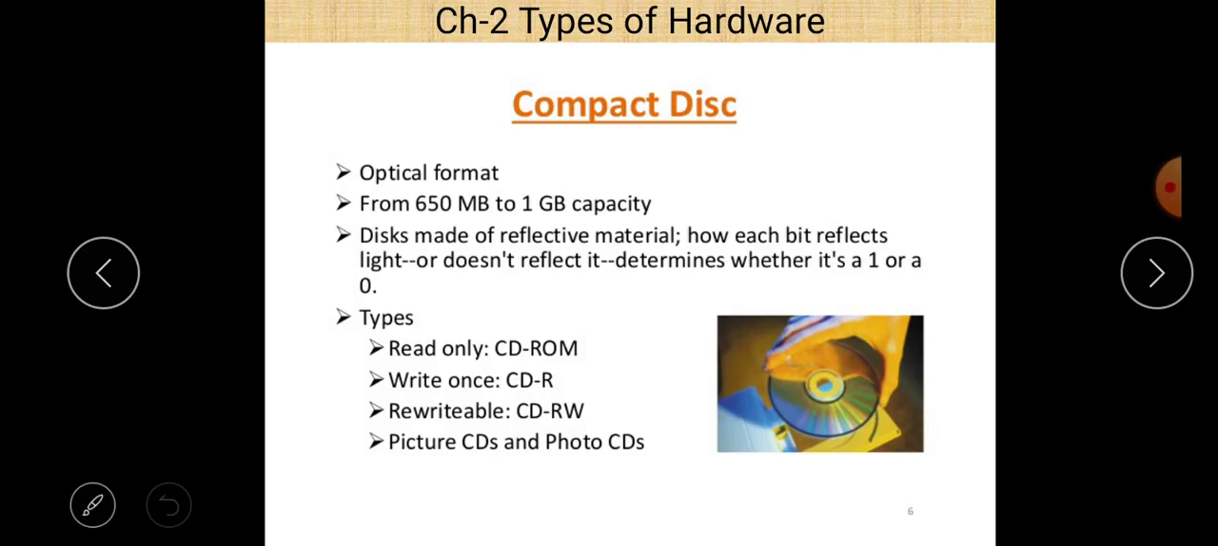Compact discs are optical discs, and the full form of CD is compact disc. They are found in many different forms. First of all, CD-ROM, from which you can only read data. CD-recordable, that is CDR, in which you can write data only once. Rewritable, that is CDRW, and picture CD and photo CD are just simply called CDs. Data is stored in it in the form of 0s and 1s, and the size varies from 650 MB to 1 GB.